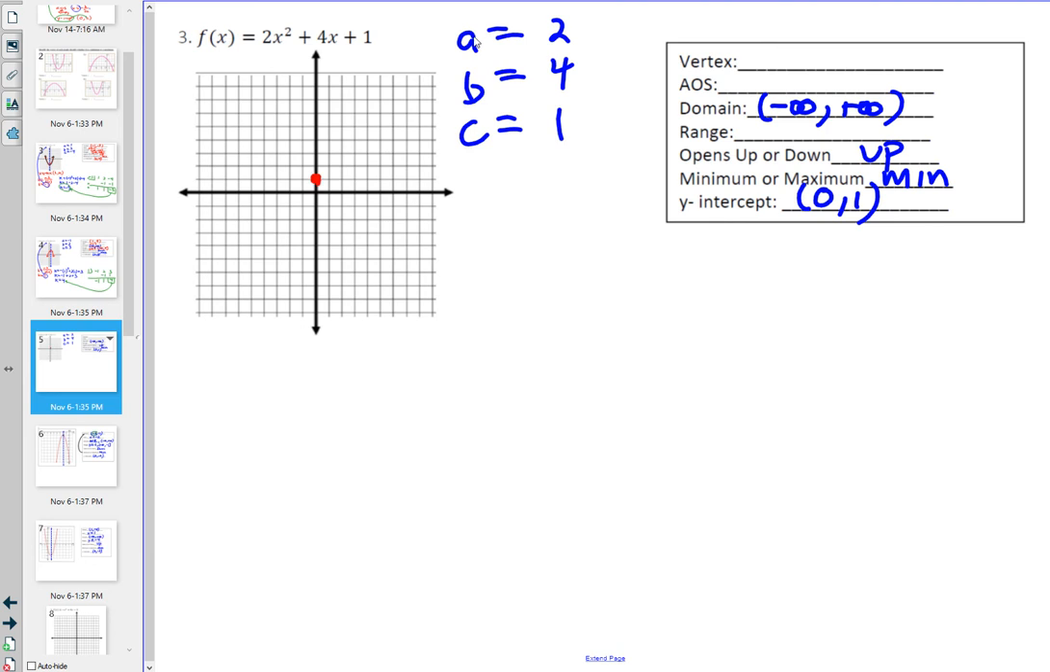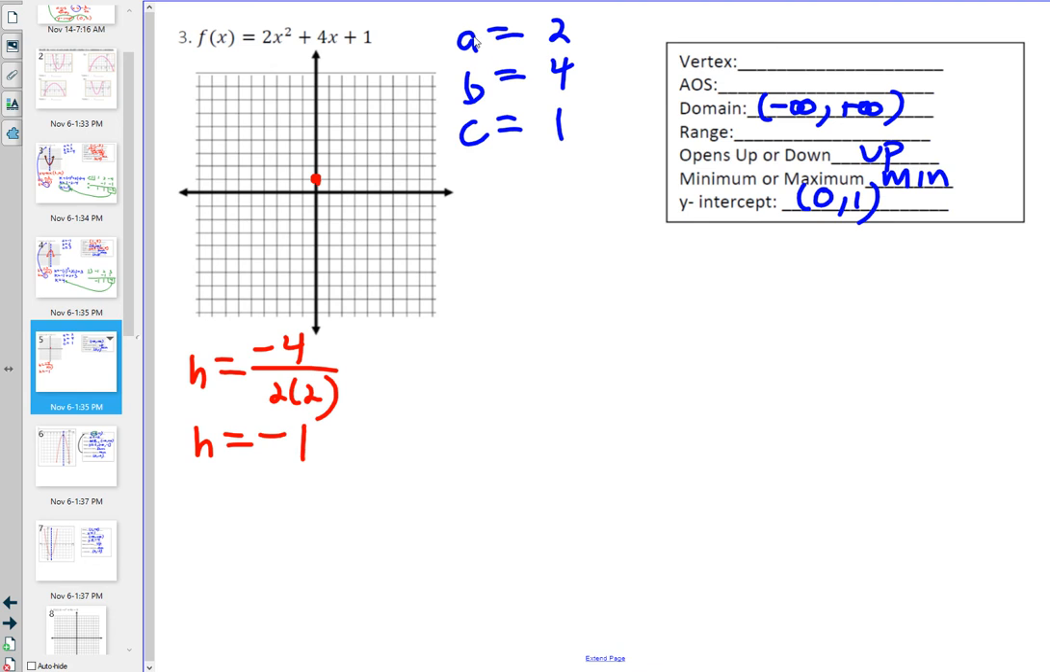But I need 2 more points. I'll get 1 more point from the vertex because I have to have the vertex. I'll get the last point from flipping the script on the axis of symmetry. What's the formula for H? Negative b over 2a. So change the sign of the b to negative 4 over 2 times 2. So this happens to be negative 4 over 4, which is negative 1.